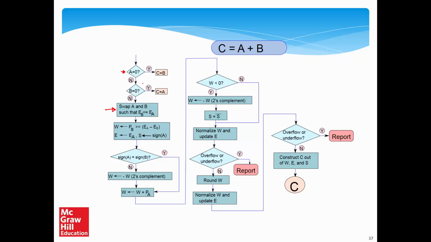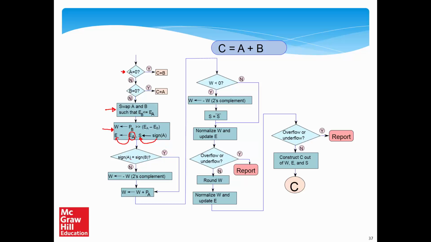Subsequently, we align the decimal points. So in this step we set the exponents the same and align the decimal points, and this is achieved by setting W as PB right shifted by EA minus EB positions, and we set EA, the exponent of A, as the default exponent of the result, and the sign of A as the default sign of the result. Recall that in our discussion the order was slightly different, but I'll come to it.